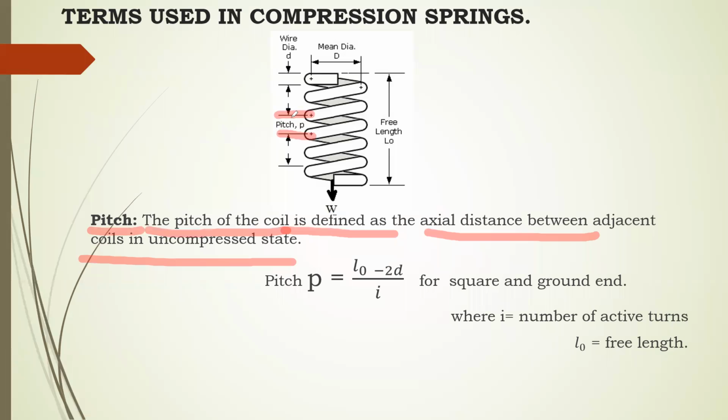The pitch of the coil is defined as an axial distance. This is the axis of the spring, so we need to measure along the axis direction. Once again, the pitch of the coil is the axial distance between adjacent coils in the uncompressed state, which means no load is applied.